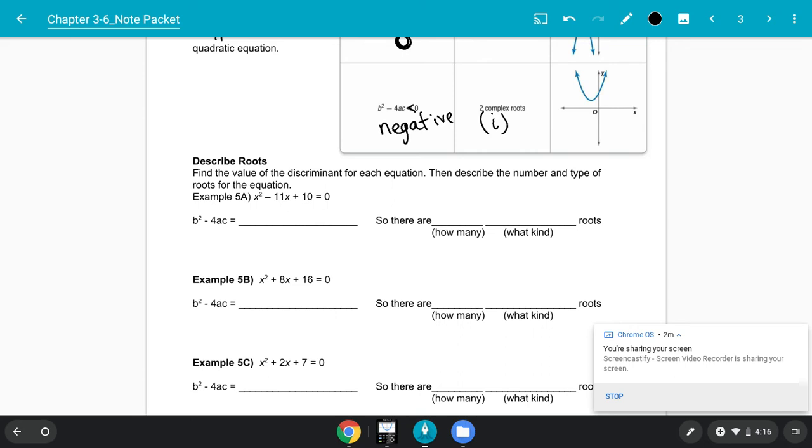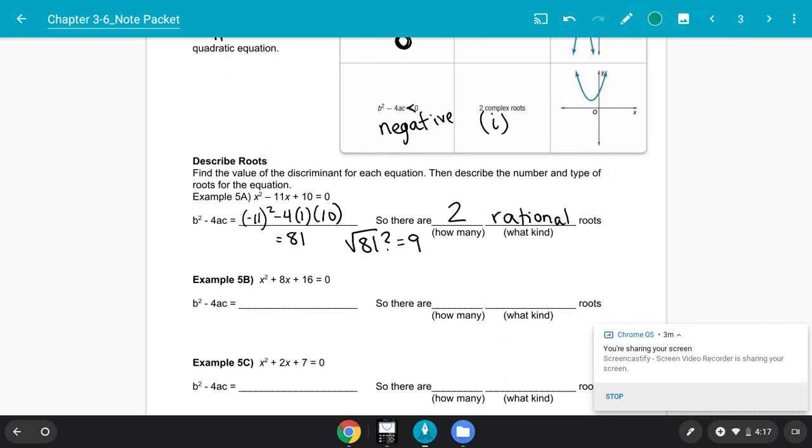So b squared minus 4ac in this one would be negative 11 squared minus 4ac, which is 121 minus 40, which is 81. Is 81 a perfect square? Meaning, can you take the square root of 81 and is it going to be pretty? Yes, it's 9. So that means there are going to be two roots because it's positive, and they will be rational, or pretty.